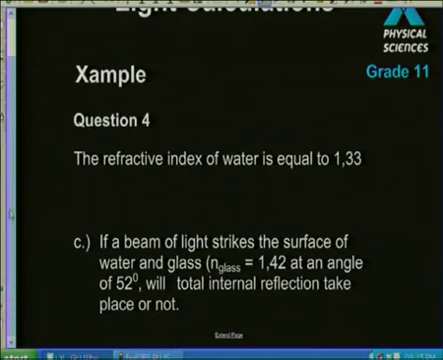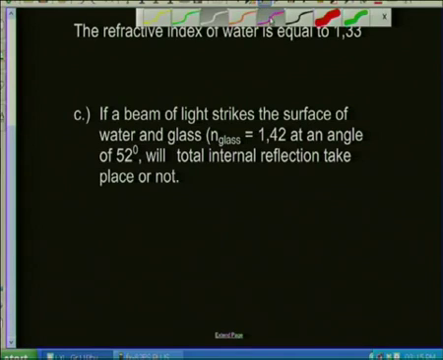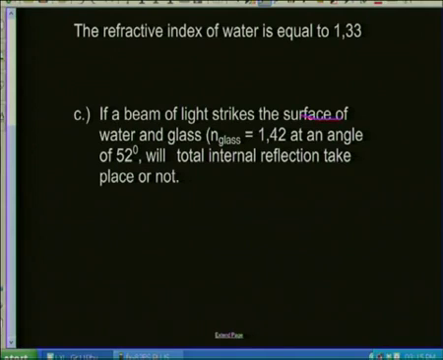Now, there's one last part to this question that I think is very interesting. The critical angle, you've noticed I've said the critical angle with respect to air. It's with respect to a boundary. And here is my next part of the question. It says, if the beam of light strikes the surface of water and glass, okay, so it's not water and air anymore, but if a beam of light strikes the surface of water and glass where the refractive index of glass is 1.42 at an angle of 52 degrees, will total internal reflection take place or not?